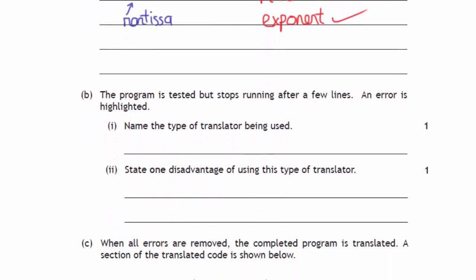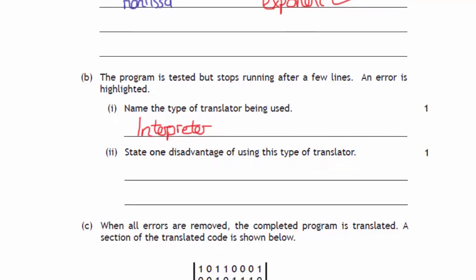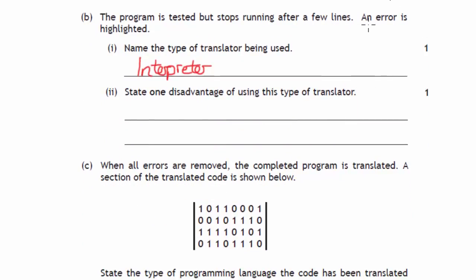Next question is, the program is tested but it stops after a few lines. An error is highlighted. Name this type of translator, as it were. Right, so it's called an interpreter. This is the type of translator you'd use to develop the program, because it's good for error checking. It translates one line at a time and then runs it. If there's no error, it'll move on to the next one.